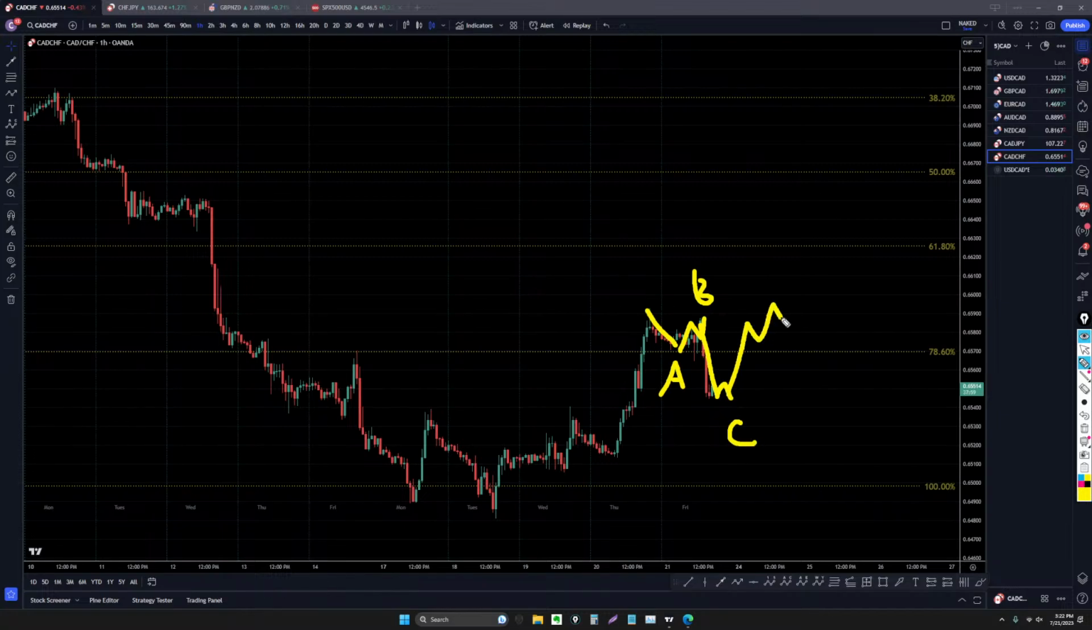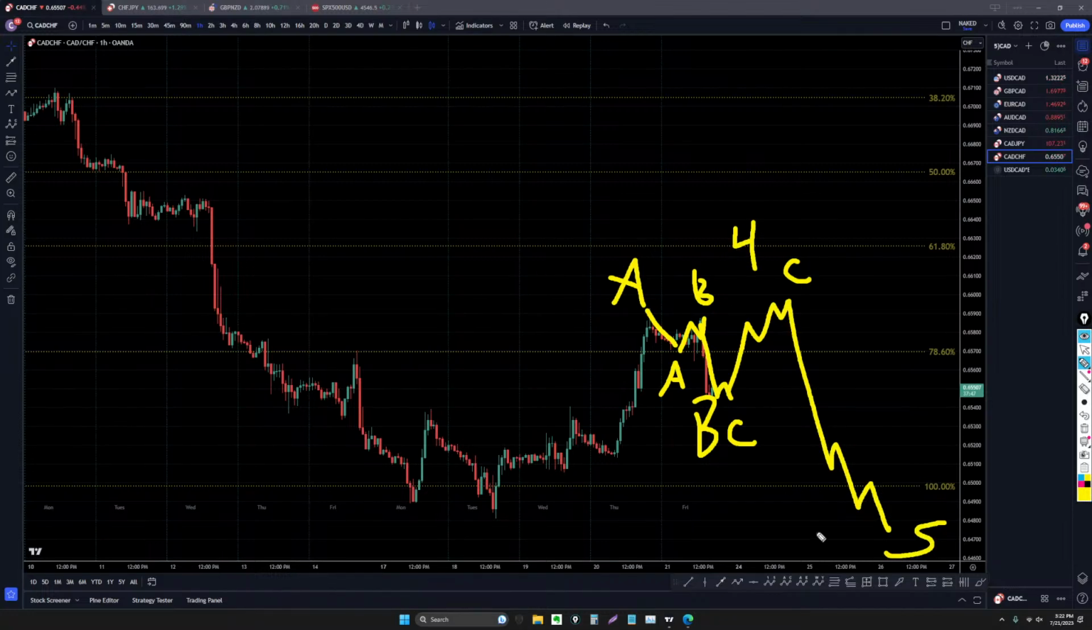I think it's going to go up again for the bigger wave C because this should be an A and this ABC should be a B and this should go up for the C. Probably an ABC of 4 and then probably down again for the wave 5 of 5. Definitely seems pretty likely that that's what's going to happen. 3, 4, and 5 on the much longer time frames.